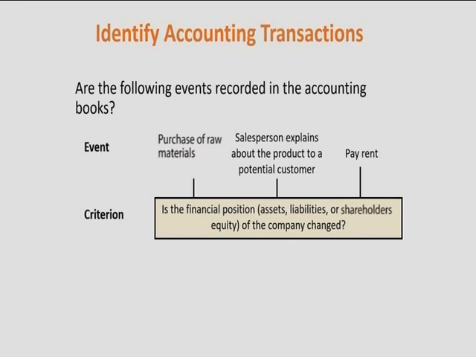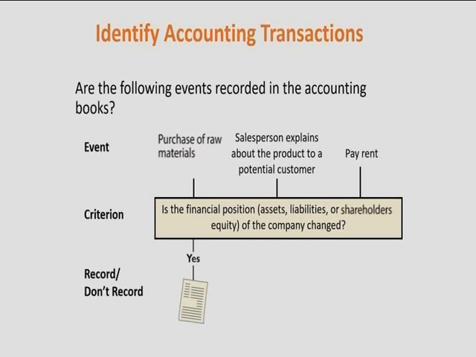and see if these transactions are affecting the financial position, like assets, liabilities, or shareholders' equity of the company. Is this getting changed? Now say first is purchase of raw material. Is this going to affect the assets, liabilities, or shareholders' equity? Yes, it is going to affect, because when you purchase raw material, you are going to pay money to the suppliers. So it affects the assets side of your accounting equation.